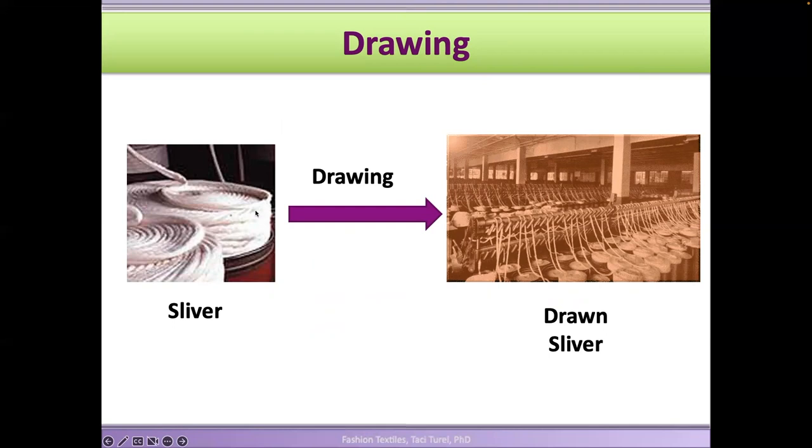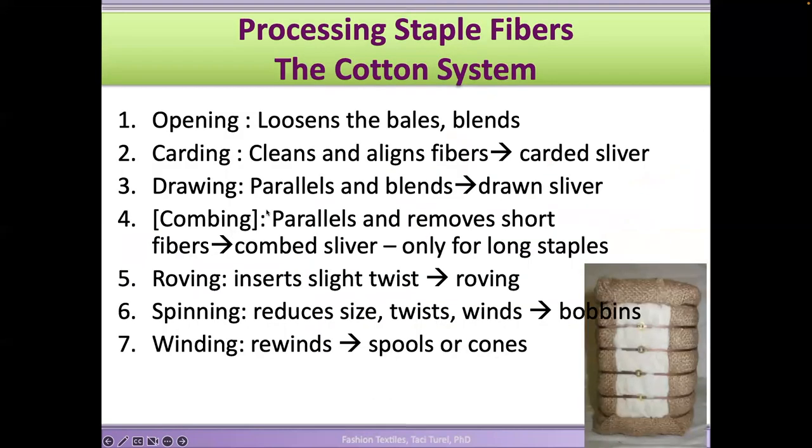Now, the next step in the cotton system, if you want to go through the systems: we opened, then we went through carding, and then we go through drawing. After drawing, we do an extra combing step. This is when you really make them parallel, and this step is only used when you have longer staples. So for short staple and cheaper cotton fibers, we skip this step. But for good quality cotton, Egyptian cotton, long staple cotton, we go through the combing step. And then there's roving, spinning, and finally winding the yarns on the bobbin.